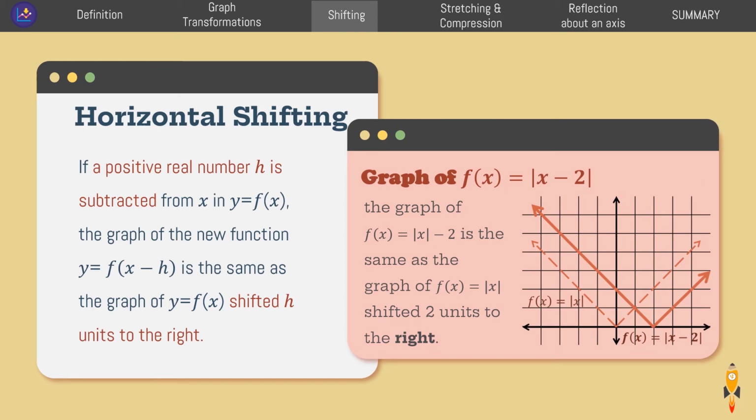Example: sketch the graph of f(x) = |x - 2|. Solution: in f(x) = |x - 2|, positive real number 2 is subtracted from variable x in f(x) = |x|. Therefore, the graph of f(x) = |x - 2| is the same as the graph of f(x) = |x| shifted 2 units to the right.